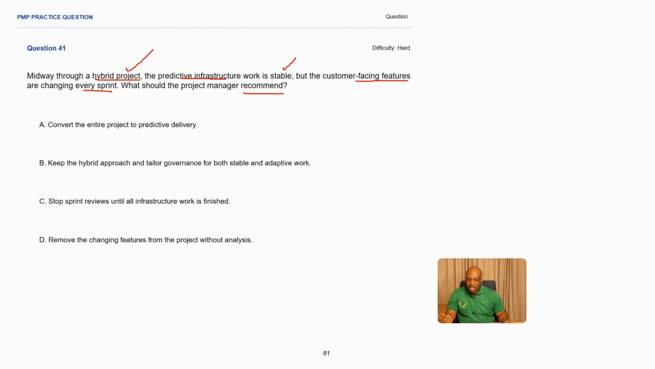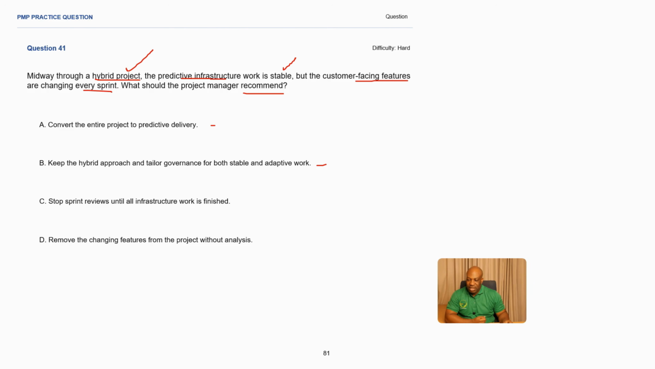So it's a hybrid where we have stability in terms of predictive infrastructure, and then customer-facing features, they're changing every sprint. So that's the agile part of it. So let us go through the answers now. Convert the entire project to predictive delivery. We'll just leave this one like that. Keep the hybrid approach and tailor governance for both stable and adaptive work. This one makes sense.